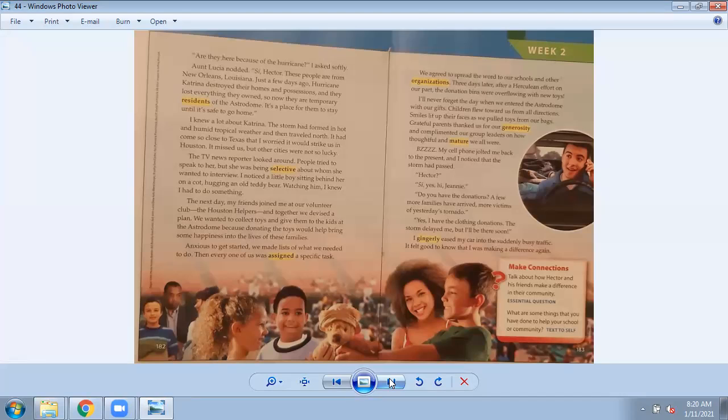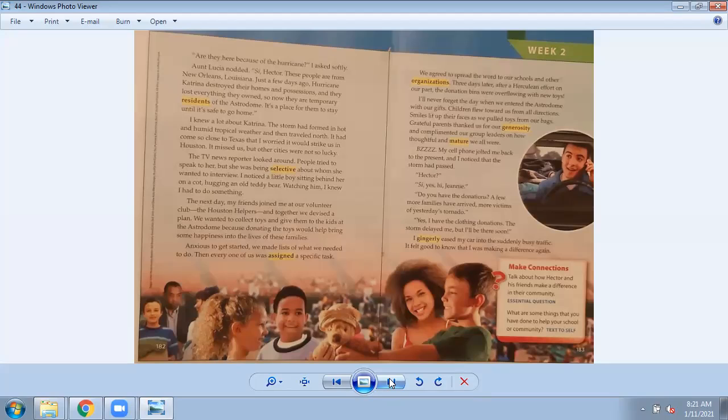Buzz, my cell phone jolted me back to the present, and I noticed that the storm had passed. Hector? Yes, hi, Jeannie. Do you have the donations? A few more families have arrived. More victims of yesterday's tornado. Yes, I have the clothing donations. The storm delayed me, but I'll be there soon. So he's taking boxes of clothing to help the people who lost everything in the storm.